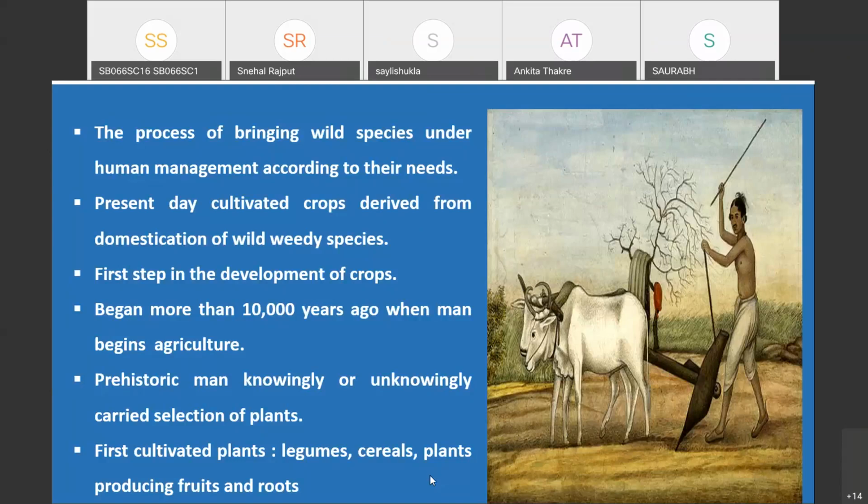Okay, that's why it is believed that domestication is the oldest method of plant breeding.